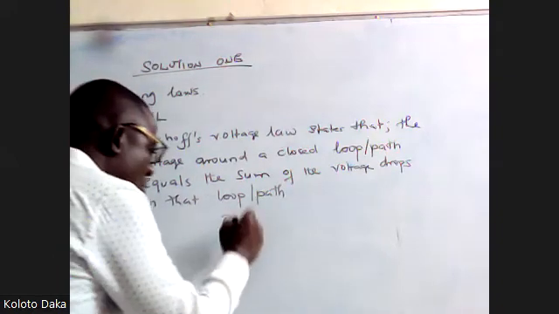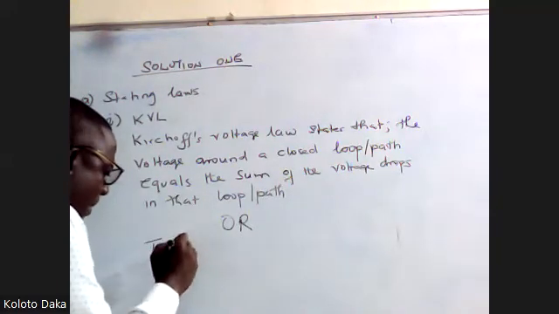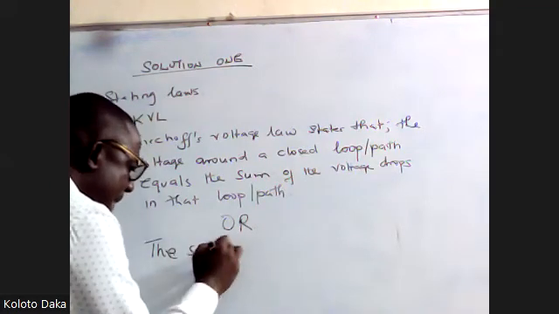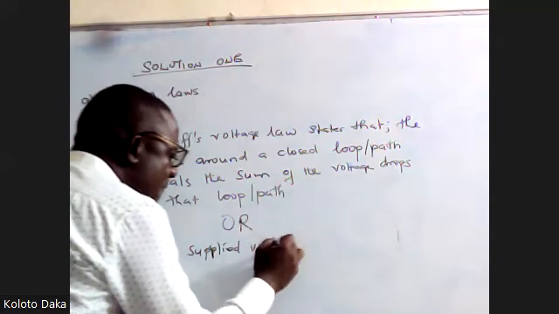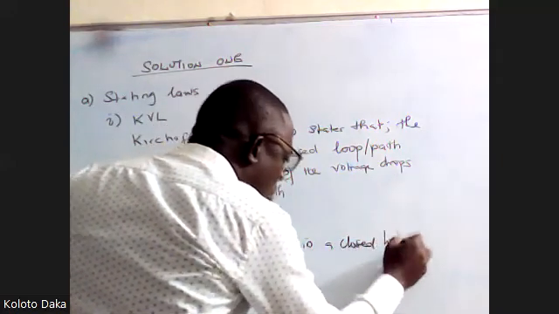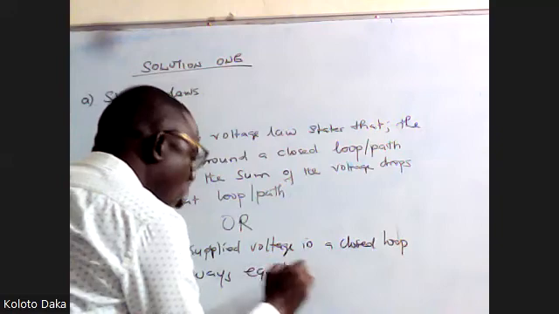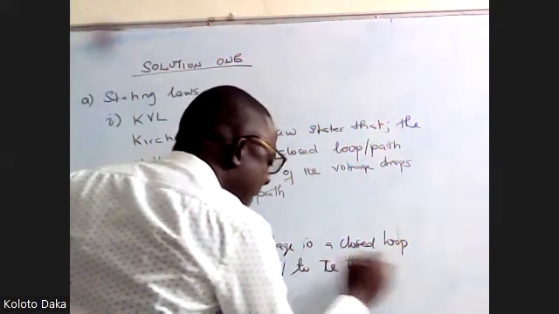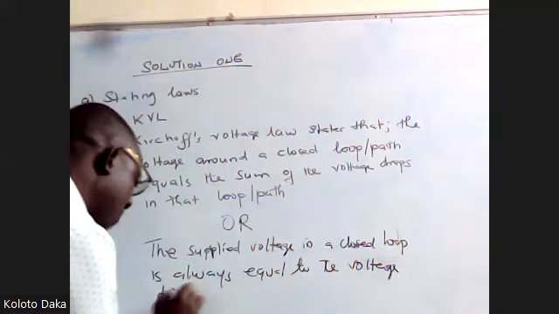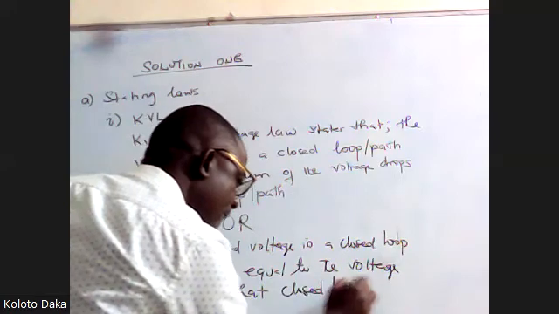Or in some books, you can also say it like this: the supply voltage in a closed loop is always equal to the voltage drops in that closed loop.